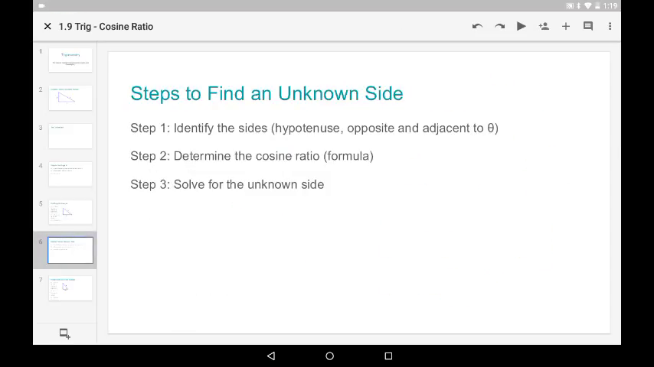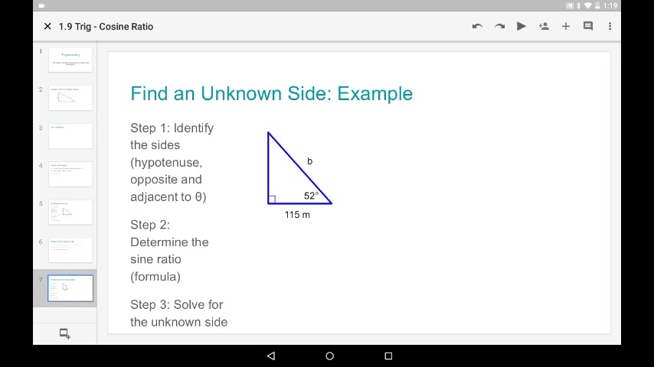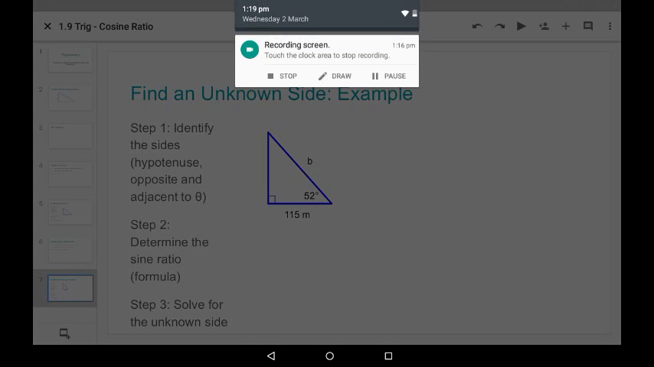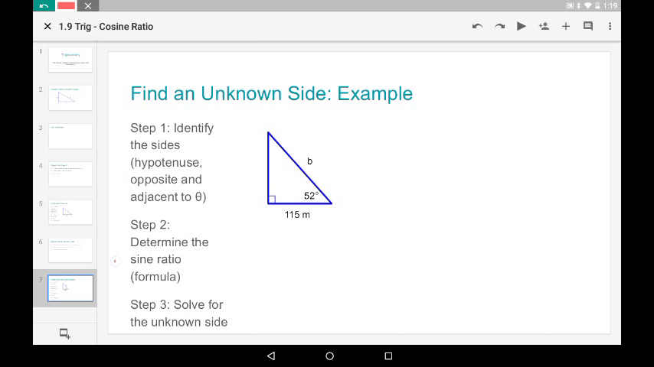To find an unknown side, again the steps are basically the same as finding the tangent and the sine. You identify the sides, you determine the cosine ratio, and you solve for the unknown side. I believe this one is also wrong. This should also say cosine. There we go. So you should update that in your notes, cosine formula, cosine ratio.